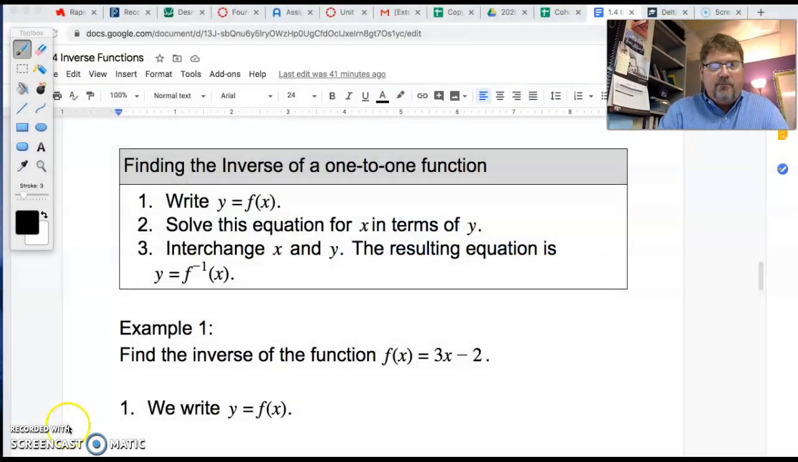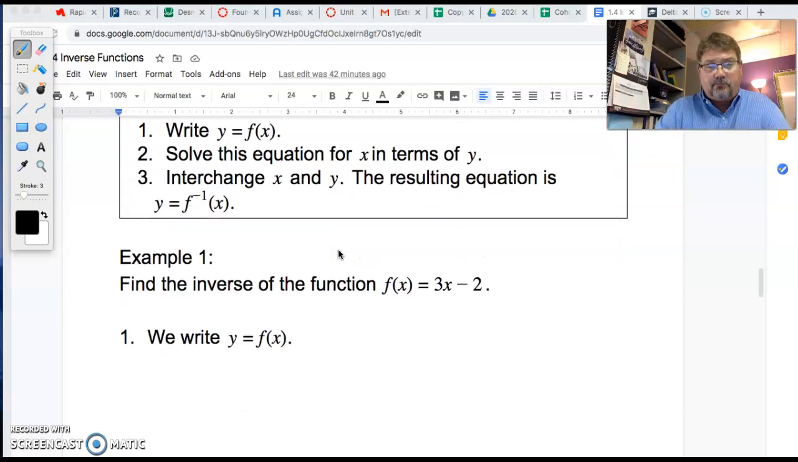All right, so here's the steps. And this is important that you understand how to write this down, okay? Finding the inverse of a one-to-one function, it has to be one-to-one first, okay? We're going to write y equals f of x. So in other words, that says I'm going to take the f of x notation off and replace it with y. Then we're going to solve the equation for x in terms of y, and finally we'll interchange the variables. This will result in us undoing these operations, and I'll talk about it as we go.